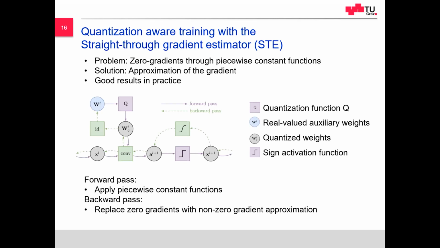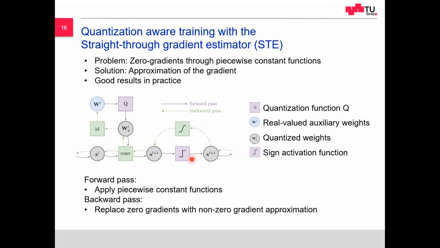And here you can see a simplified computation graph of a convolutional layer. So during the forward pass, we follow the purple line over here. So the real valued weights, which you can see over here, are quantized with the quantization function. And then we get the discrete valued weights, which are used for the convolution operation with the layer's input. And then in the next step, the sign activation function is applied and we get the inputs for the next layer.